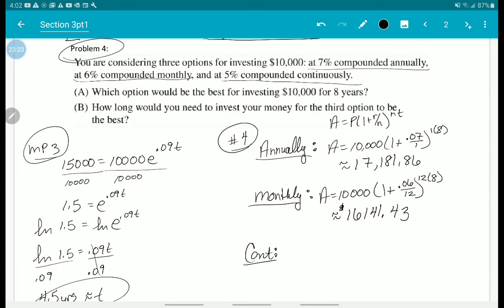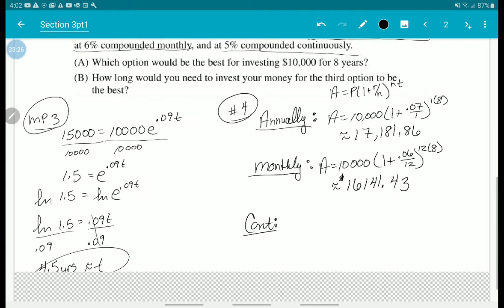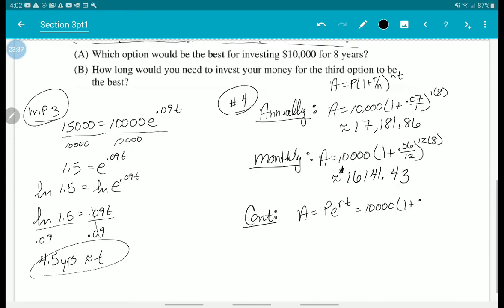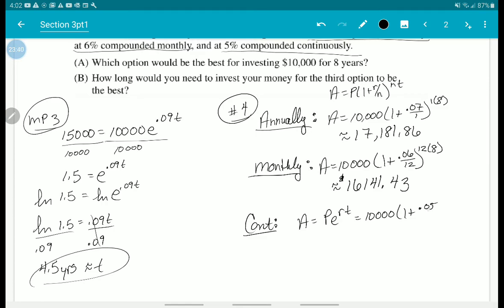So let's look at the continuous amount. That would be getting interest on every second of every day it's in the account. Now, continuous formula is the PERT formula. So we're investing 10,000. Interest rate now has changed to 5%. And we're still doing 8 years. And I ended up with $14,918.25.